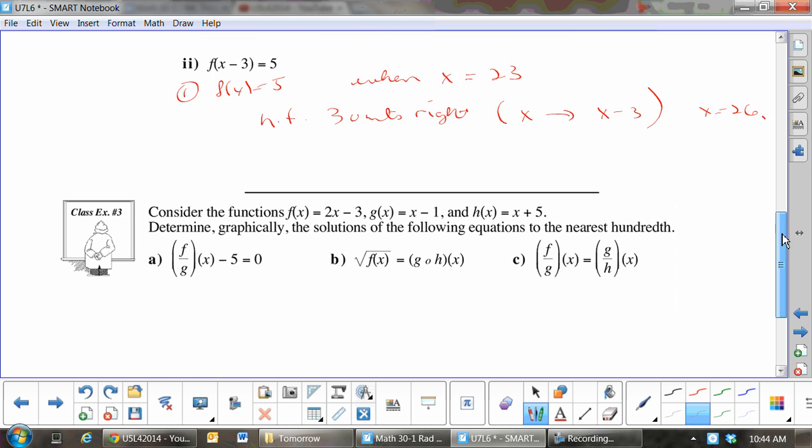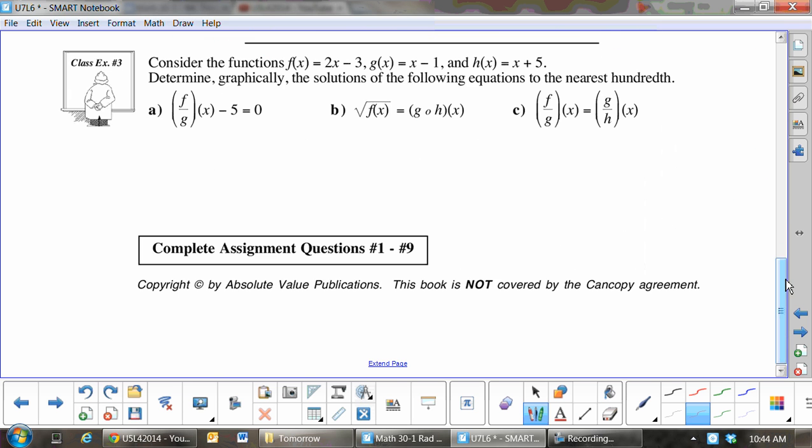Okay. Remember this stuff? I heard an I don't. Okay? This is f of g of x minus 5 equals 0. Determined graphically to the nearest hundredth. Okay, so this is a good numerical response type question. How would I solve A? You just got to get through these 3. Help me out here. What would I do?